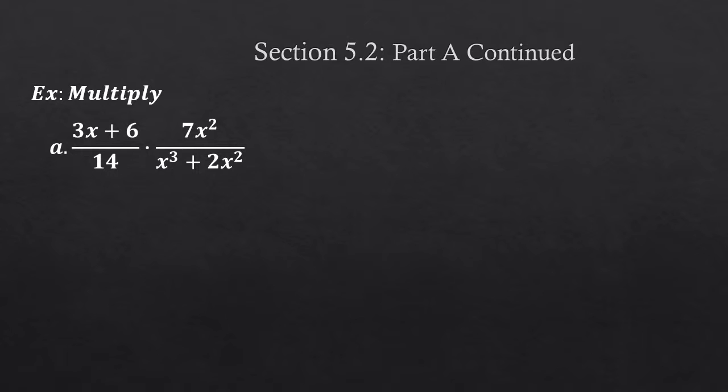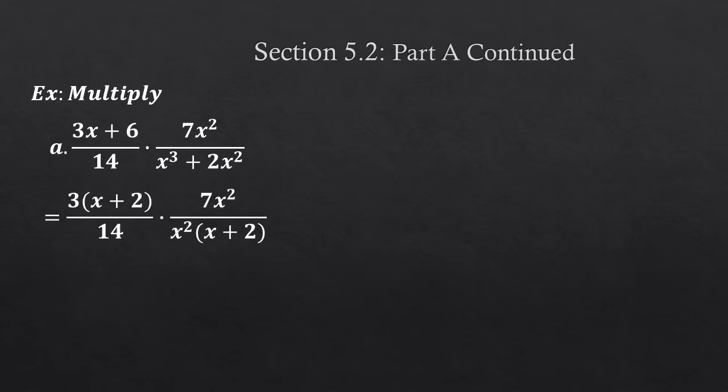Multiply. Here we're not going to physically multiply, but we're going to factor and see if we can reduce. So let's take a look at the numerator of the first fraction. 3x and 6 have a GCF of 3 in common. And let's take a look at the denominator of the second expression, and those two terms have an x to the second in common. So if I factor that information out, what I have is 3 parentheses x plus 2 over 14 times 7x to the second divided by x to the second times x plus 2.